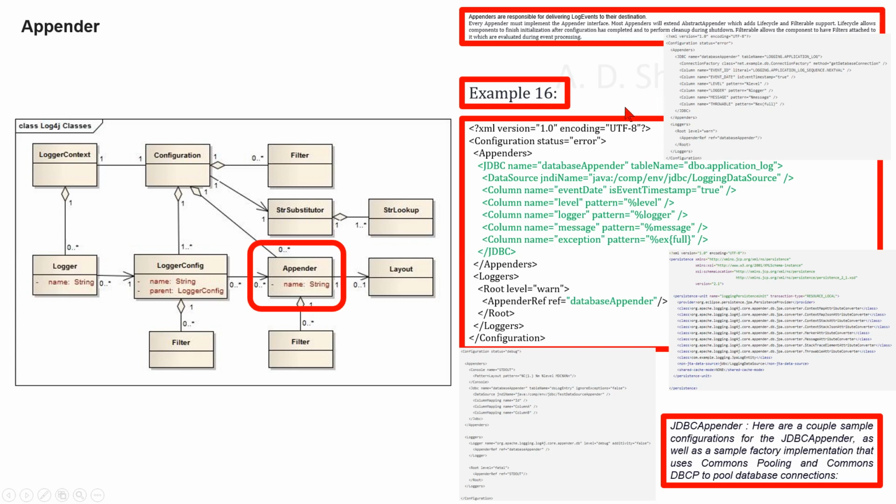When configuring the JDBC appender, use the column elements to specify which columns in the table should be written to and how to write them. The JDBC appender uses this information to formulate a prepared statement.